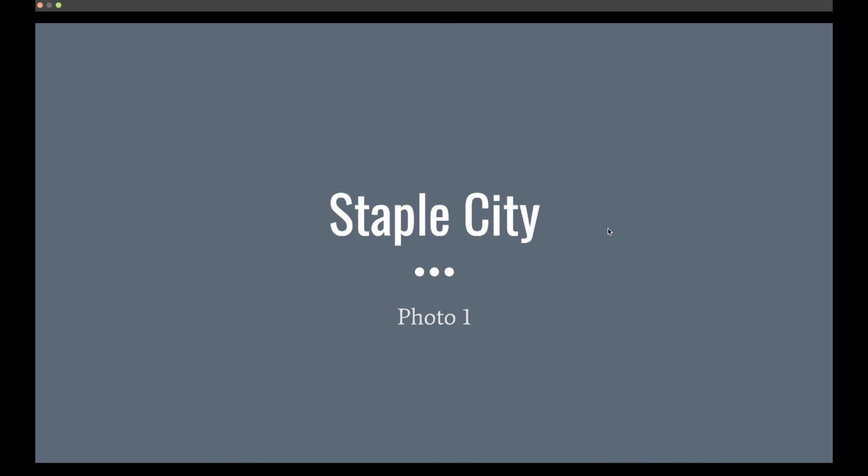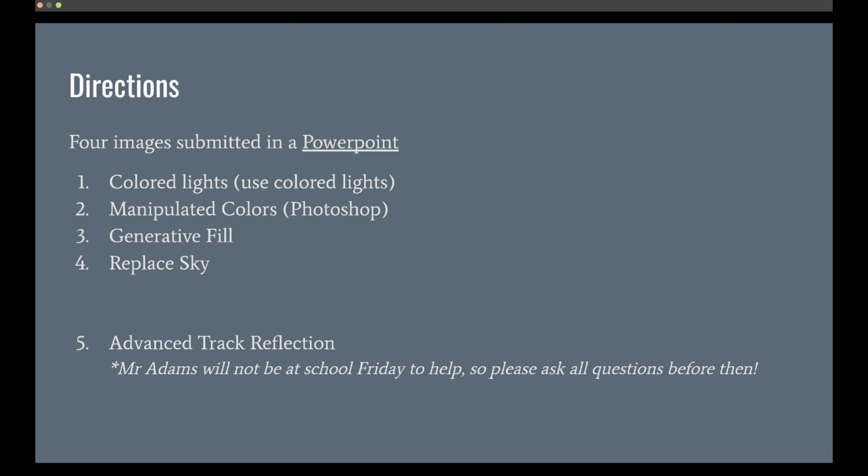So to reiterate before I start showing you my examples and setup of Staple City, again, you're doing 4 or 5 total photos. The fifth one is an advanced track. It's totally optional. And then the first 4: colored light, manipulated color in Photoshop, generative fill, which later in the video I'll teach you, and then replacing the sky. In my case, I went and got a sky offline legally and used it.